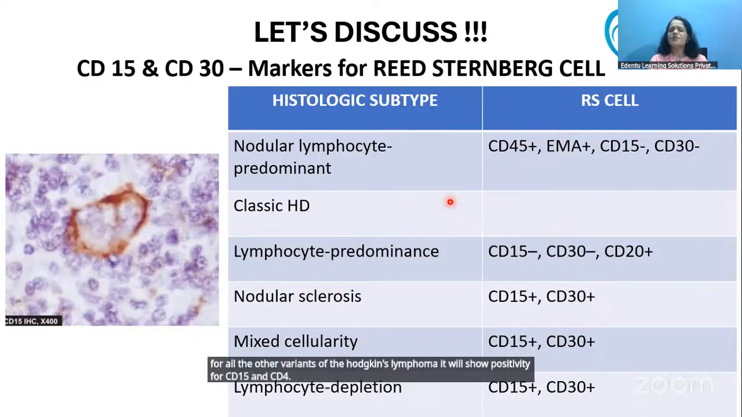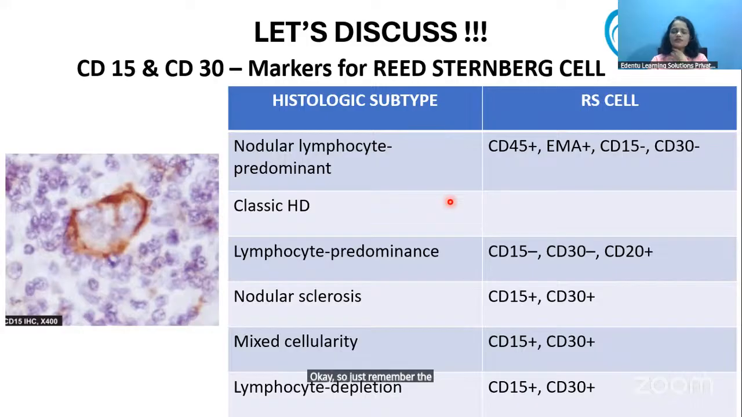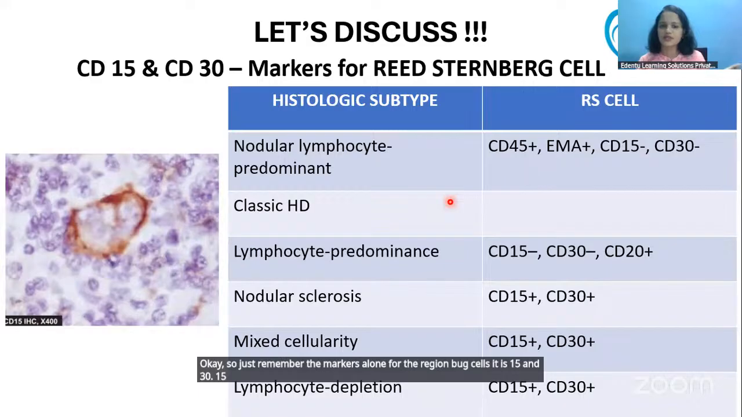Okay, so just remember the markers alone for the Reed-Sternberg cells, it is 15 and 30. 15 multiplied by 2, 30. Okay, so remember like that, 15 and 30 alone.